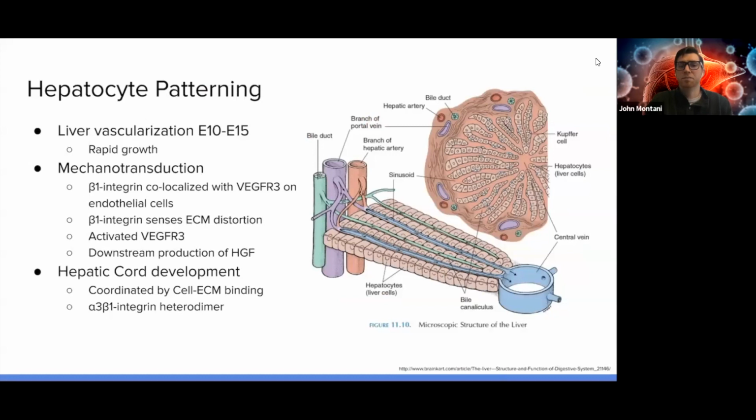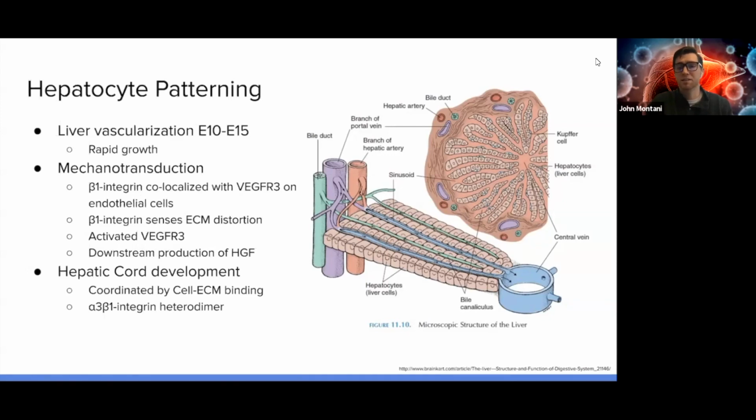Following liver bud formation, the growth and patterning of the liver is highly dependent on mechanical factors. Between E10 and E15 in the mouse embryo, the liver becomes highly vascularized, which consequently leads to rapid growth. The mechanotransduction pathway has been implicated in this extensive growth. Beta-1 integrin molecules are co-localized on the surface of vascular endothelial cells with VEGFR3. Blood flow through the vessels distorts the surrounding ECM, which is sensed by the beta-1 integrin molecules, leading to the activation of VEGFR3. This signaling leads to the downstream production of HGF, which leads to extensive hepatoblast proliferation and differentiation into hepatocytes.